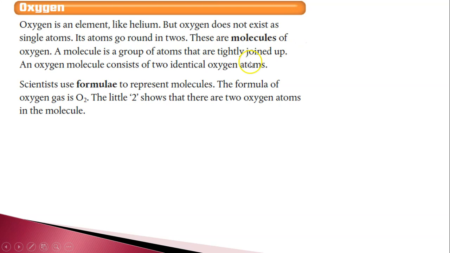These are molecules of oxygen. A molecule is a group of atoms that are tightly joined up. An oxygen molecule consists of two identical oxygen atoms. Scientists use formulas to represent molecules. What is the formula for oxygen? It's O2 because it has two oxygen atoms. The little 2 shows that there are two oxygen atoms in the molecule.